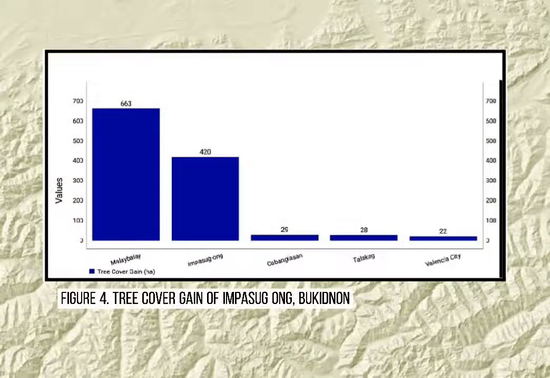Number 4. Forest gain. Figure 4 shows the cover gain in Impasug-ong, Bukidnon compared to the other areas. This indicates that from 2001 to 2012, Impasug-ong gained 420 hectares of tree cover in its key biodiversity areas, equivalent to 34% of all tree cover gain in Bukidnon. The graph also indicates that Impasug-ong ranks second in terms of forest gain when compared to other areas.